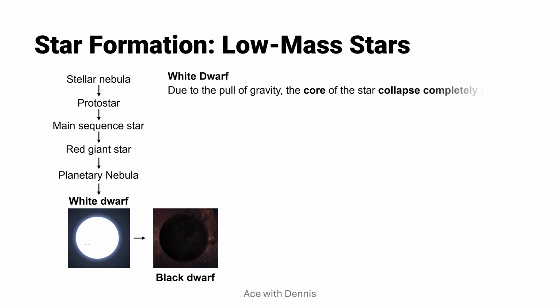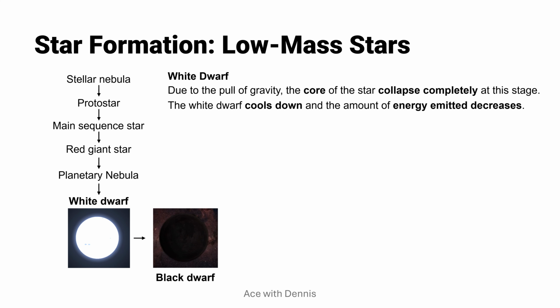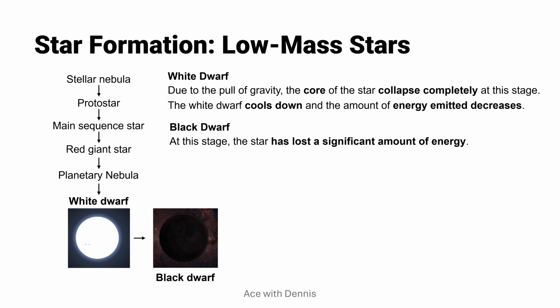A white dwarf forms due to the pull of gravity. The core of the star collapses completely at this stage. The white dwarf cools down and the amount of energy emitted decreases. And the last stage, the black dwarf. At this stage, the star has lost a significant amount of energy. The cooling process will continue until it eventually disappears.